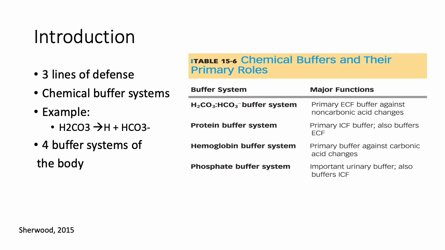The makeup of a buffer system consists of two substances that are involved in reversible reactions. One of the substances is the yielder and the other is a binder to hydrogen. This occurs when hydrogen ion concentration begins to rise.